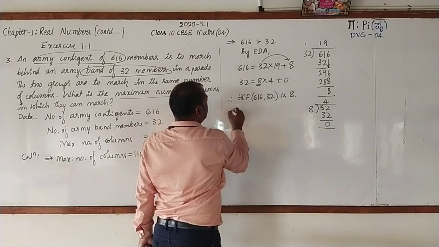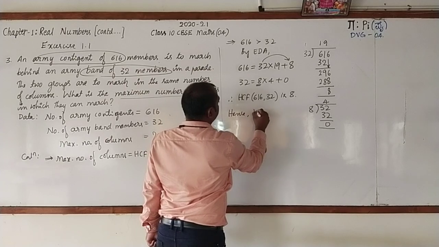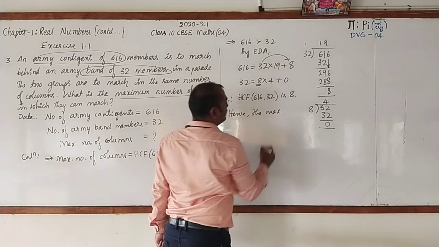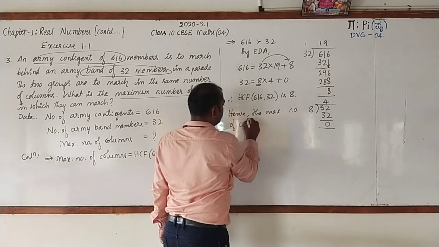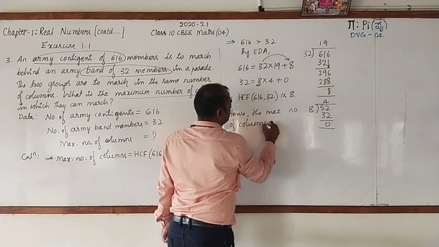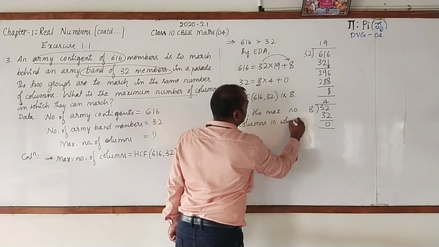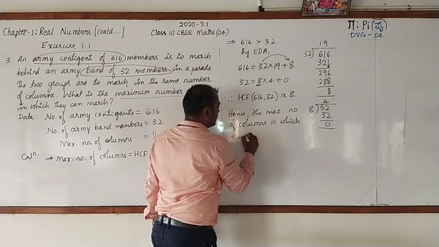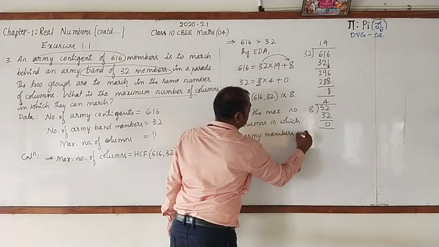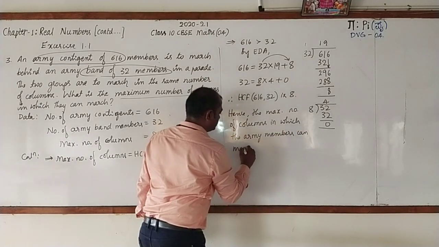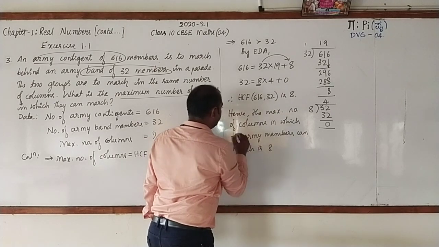Here I will write: hence the maximum number of columns in which the army members can march is 8.